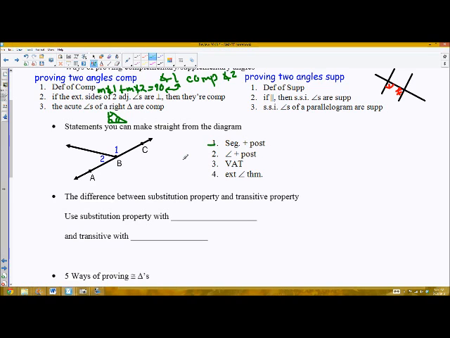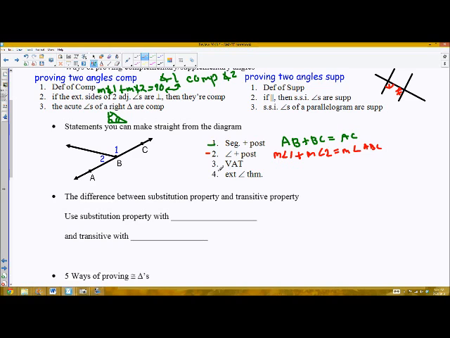So the segment addition postulate would be used to justify conclusions such as AB plus BC is equal to AC. The sum of the two component segments is equal to the entire segment. The angle addition postulate would be very, very similar to the segment addition postulate, except in this case I'd be talking about angle 1 and angle 2. So I could say that the measure of angle 1 plus the measure of angle 2 is equal to the measure of their combined angle, which is ABC in this case.